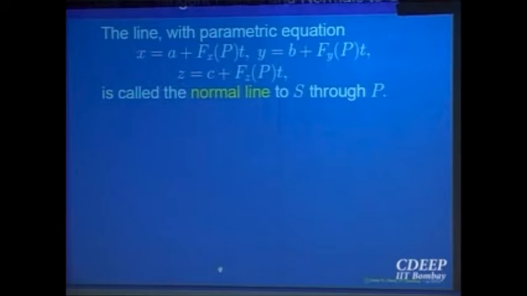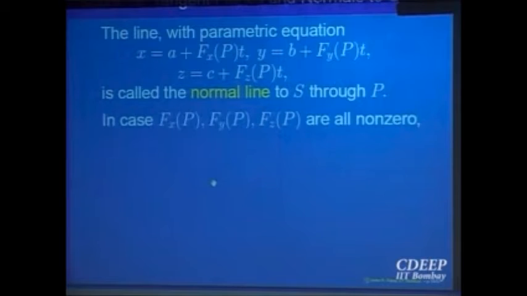You can write the normal line, instead of writing the vector, you can write the line passing through that point along that vector, called the normal line, if you want to call it that. You can write the equation of the normal line: x is equal to a plus fx t, y equal to, and so on. That is the parametric form of the line passing through the point (a, b, c) along the gradient vector. You can call that a normal line if you like. So all these things can be defined.